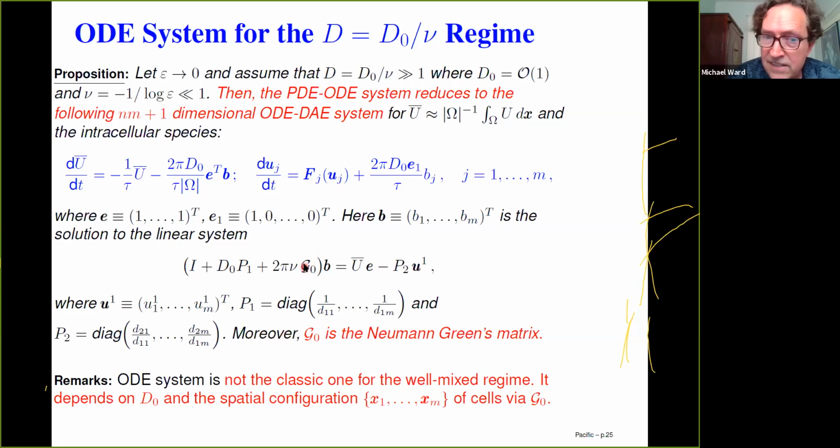So there's the Neumann-Green's matrix, which involves the locations of the cells. It involves the permeabilities in P1 and P2. It involves nu, which is -1 over log epsilon, but it still sees the diffusion coefficient. It still sees the effect of the locations of the cells. And it's not the classic ODE system that people would ad hoc write down for the well-mixed regime.